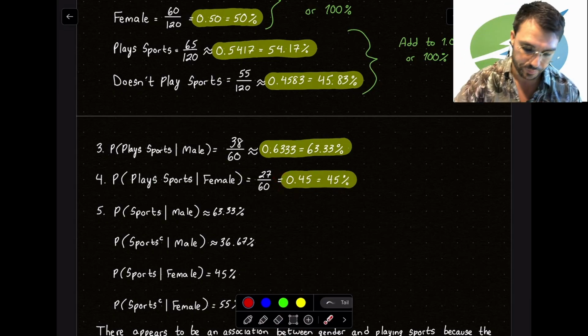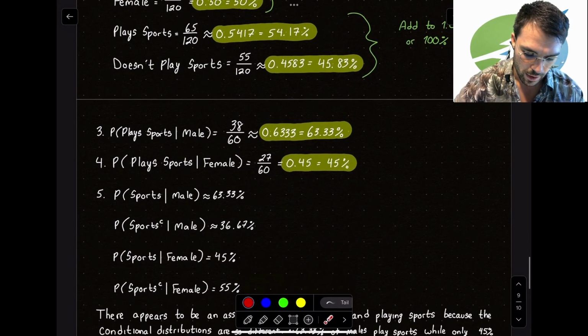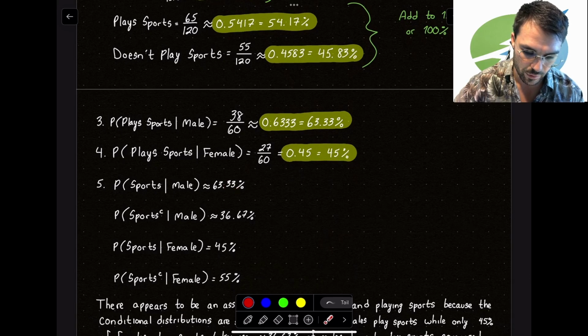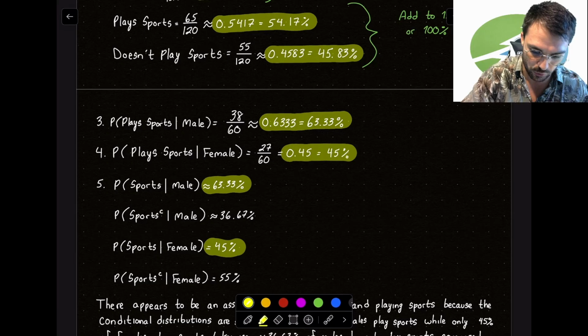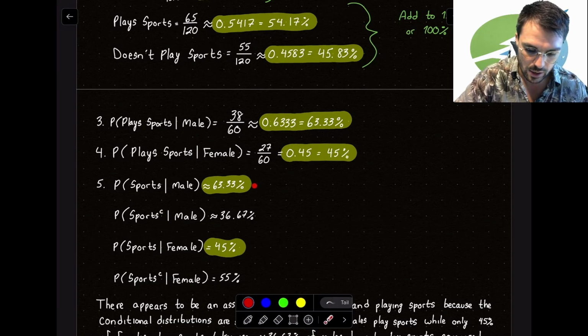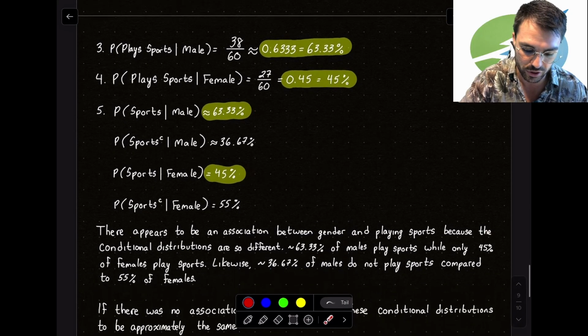So for the last question, compare the conditional distributions and determine whether there appears to be an association between gender and playing sports. Okay, so I took a look. Here we already did probability of sports given male and probability of sports given female. Then I looked at not sports given male and the probability of not sports given female. And we could see clearly, if we look at the males who play sports and the females who play sports, we have about 1.5 times the amount of males playing sports as opposed to females playing sports.